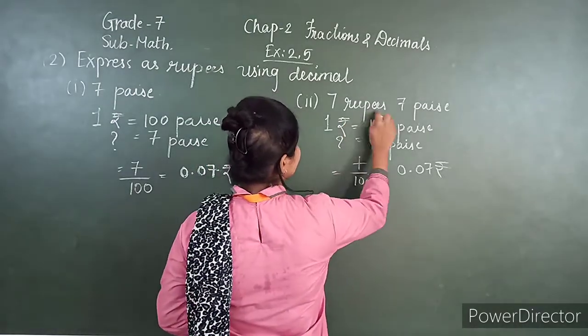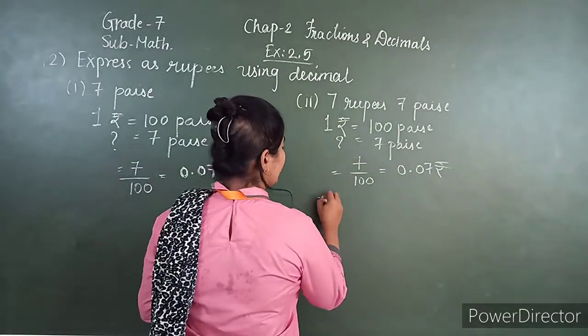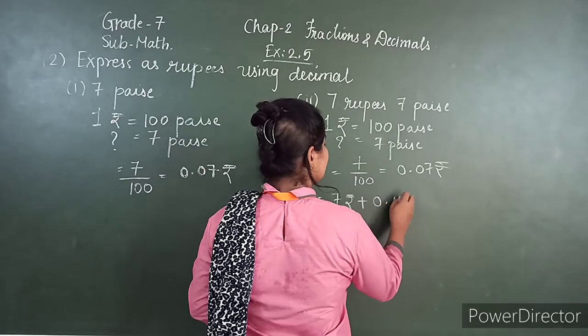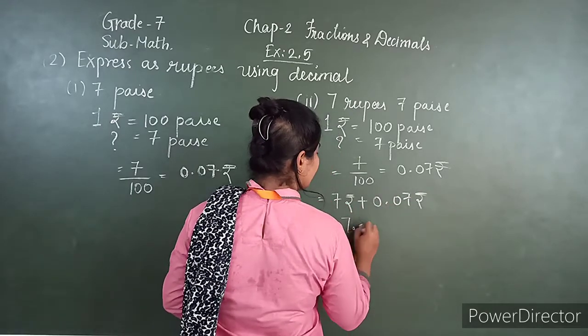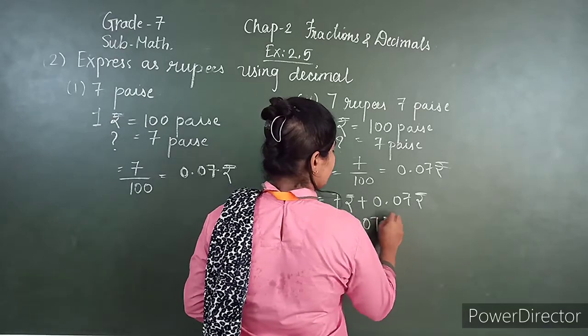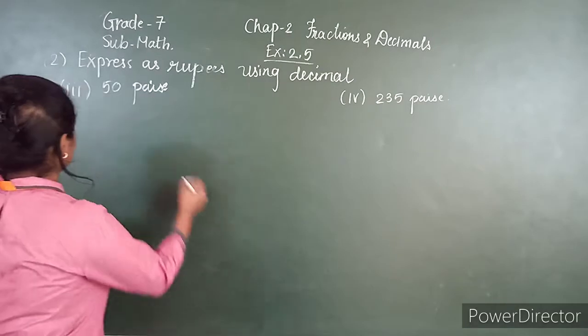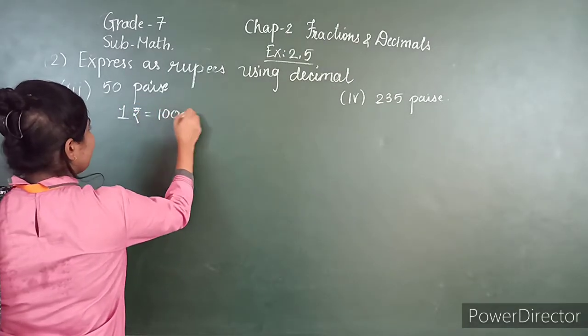Now this is already given in rupees. So we have to add 7 rupees plus 0.07 rupees. So it is 7.07 rupees. Now the third number is 50 paise. First of all we have to write the identity, 1 rupee is equal to 100 paise.